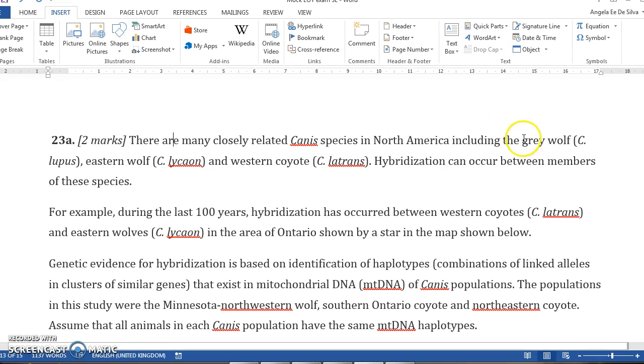Now, if you notice, the gray wolf, eastern wolf, and western coyote are the common names, and they have given you the species names, which are C. lupus, C. lycaon, and C. latrans. And they say that hybridization can occur between members of these species.